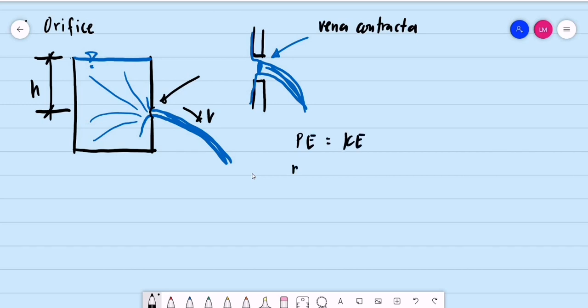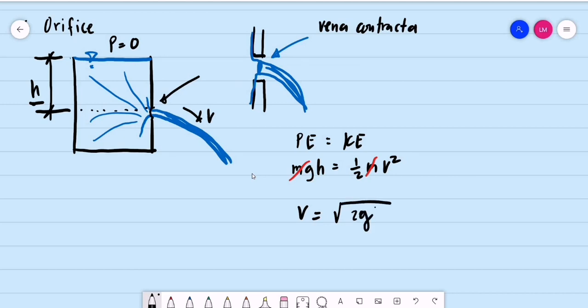So what is the equivalent of potential energy? That is the mass times acceleration due to gravity times the head, or the height of the liquid directly above the orifice, considering the surface of the liquid is zero pressure. Then for kinetic energy, this is 1/2 the mass times velocity squared. So we cancel the mass. If we compute for the velocity of flow, the velocity will be equal to the square root of 2gh.